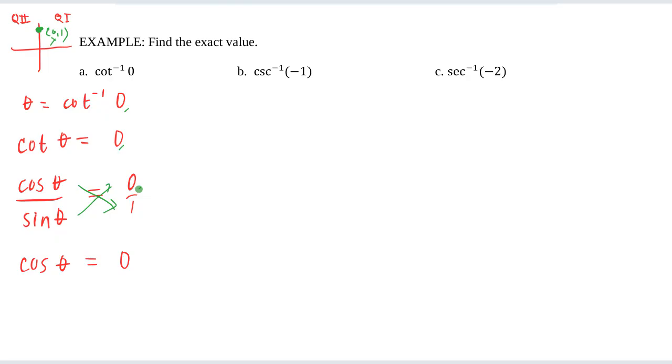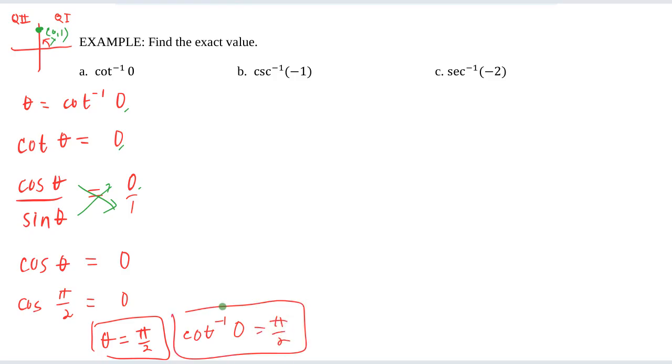Since cosine theta equals 0, what angle do we have there? What is the opening of the angle rotating counterclockwise that would reach x equals 0? That would be pi over 2, the quadrantal angle. So the angle theta is equal to pi over 2. Or you can write this as the inverse cotangent of 0 equals pi over 2.